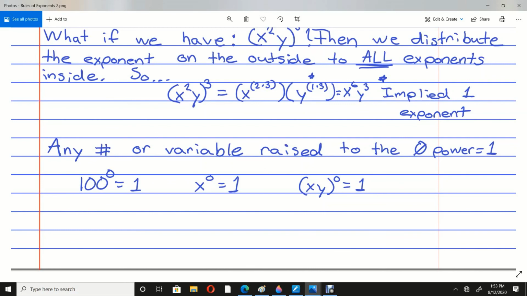The last thing that you're going to have in your notes for this week is that any number or variable raised to the 0 power equals 1. So for example, we have 100 to the 0th power. That equals 1. X, we don't even know what x is. X could be any number in the universe, but x to the 0th power equals 1. We've got xy, so again, we don't know what that value is, but it doesn't matter because if it's to the 0 power, it equals 1. So anything to the 0th power equals 1.